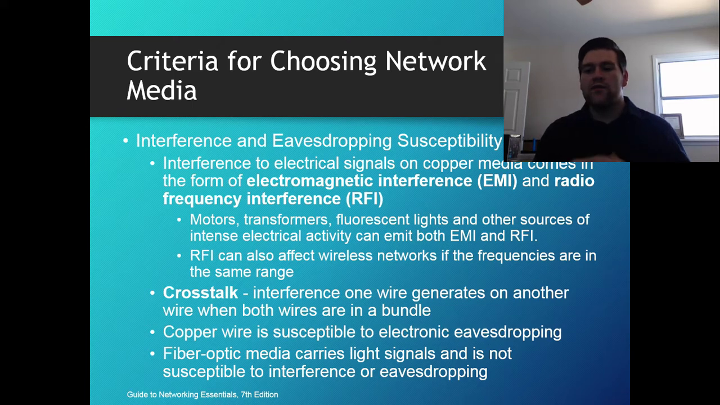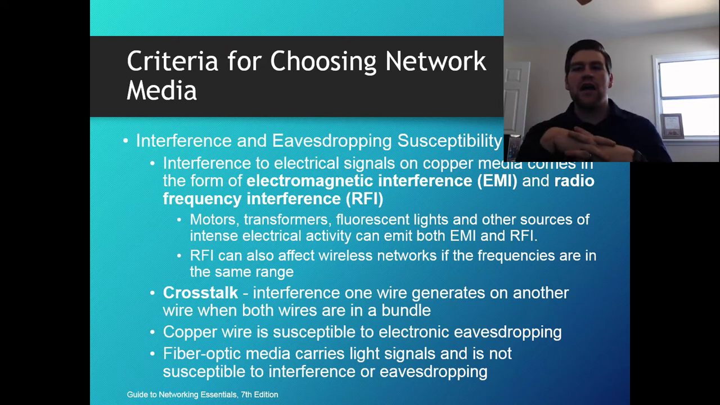Where with eavesdropping onto a copper wire line, that becomes a little bit more of a challenge, but it can be done non-invasively, meaning you don't actually have to cut into a wire to eavesdrop. And if you want to eavesdrop on fiber optic media, you'd actually have to splice the line and put in some kind of intermediary device for that to be possible. So that's where it helps to be a little bit more secure.